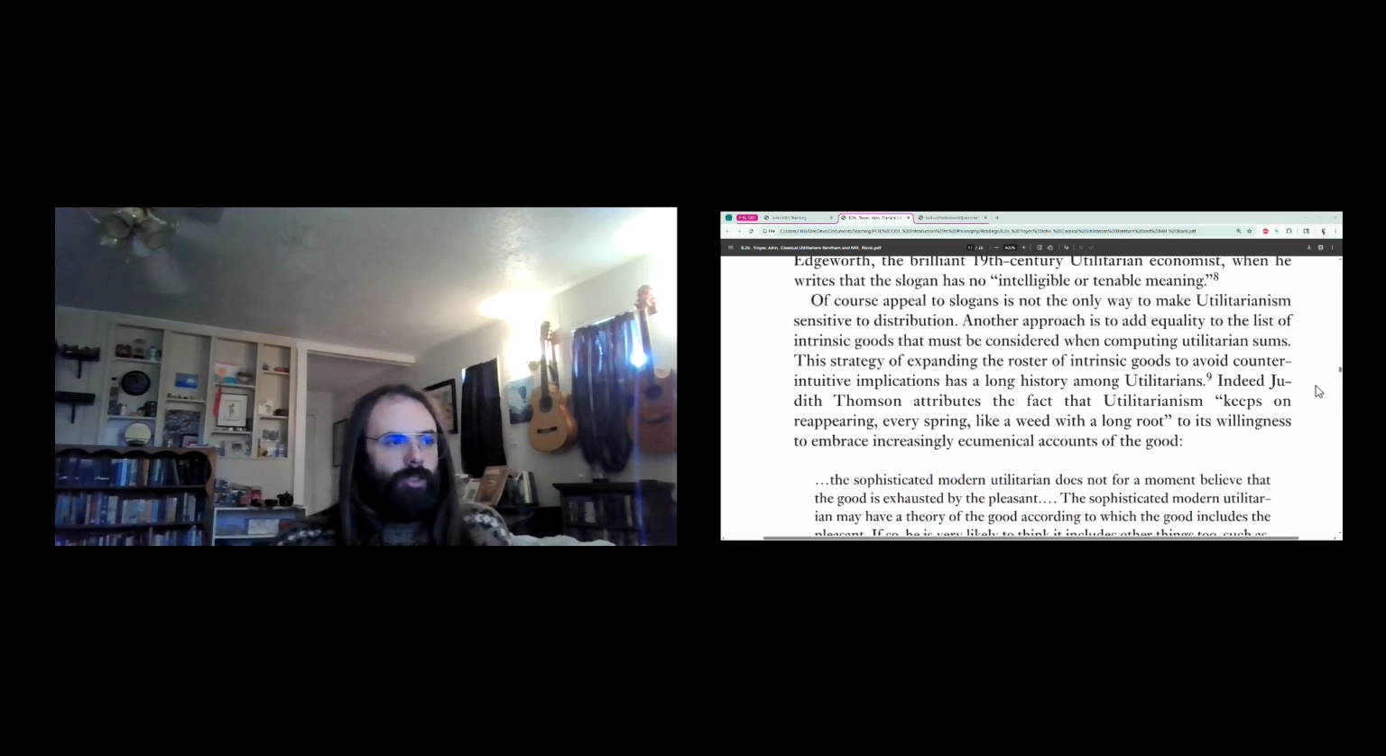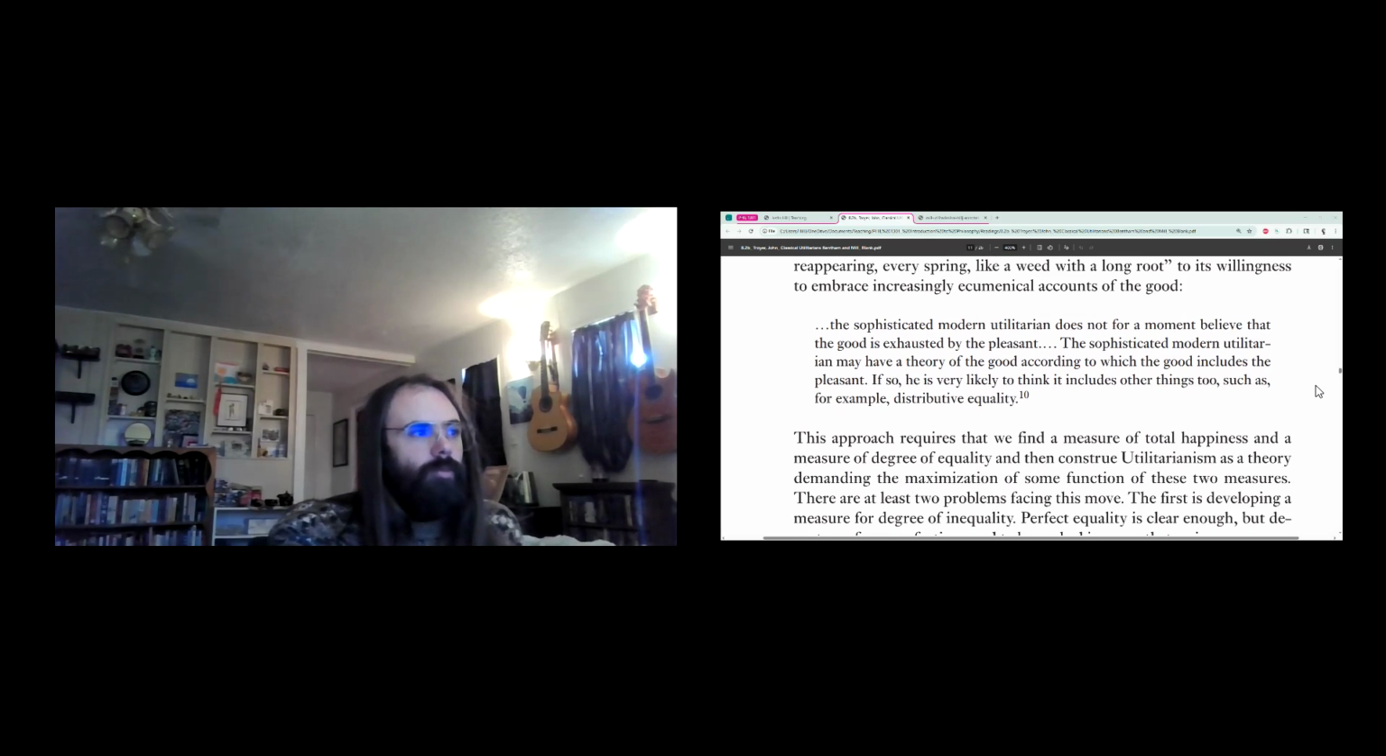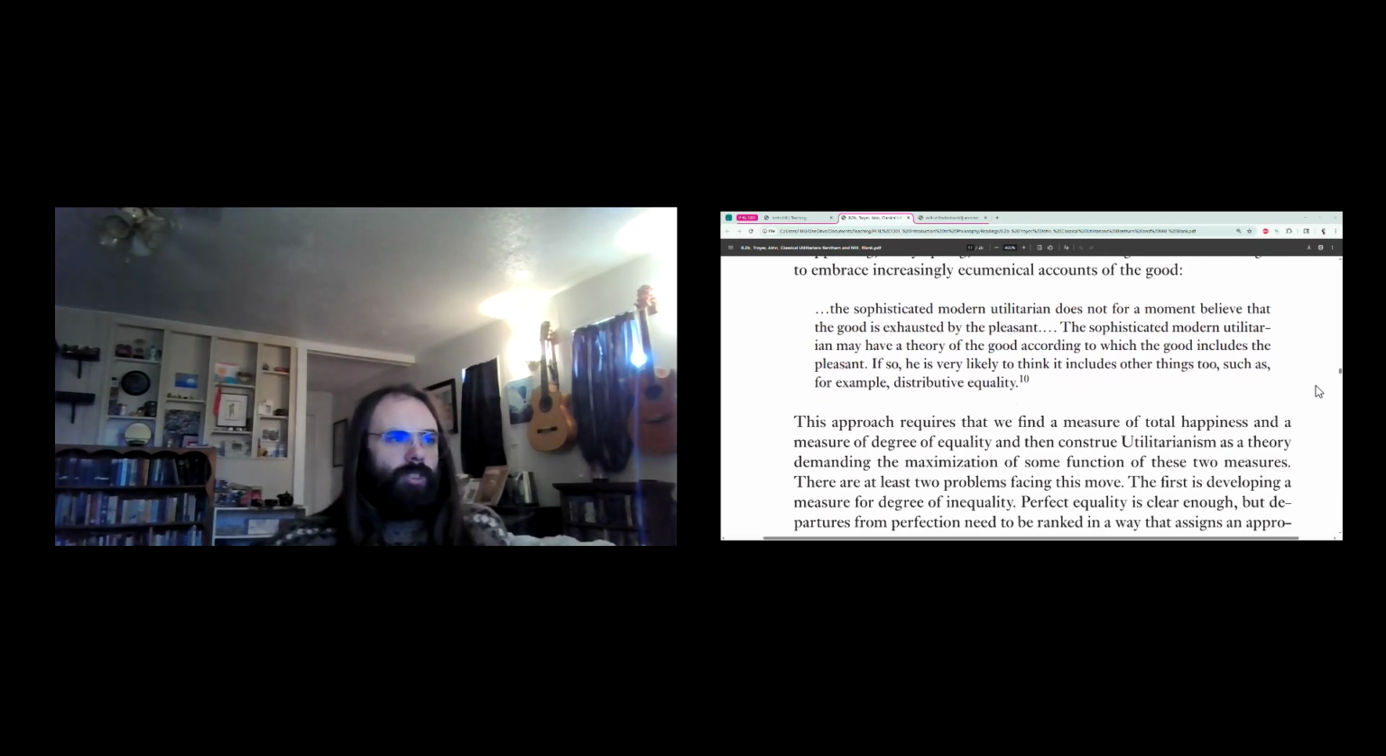Indeed, Judith Thomson attributes the fact that utilitarianism keeps on reappearing every spring like a weed with a long root to its willingness to embrace increasingly ecumenical accounts of the good. The sophisticated modern utilitarian does not for a moment believe that the good is exhausted by the pleasant. The sophisticated modern utilitarian may have a theory of the good according to which the good includes the pleasant. If so, he is very likely to think it includes other things too, such as, for example, distributive equality.